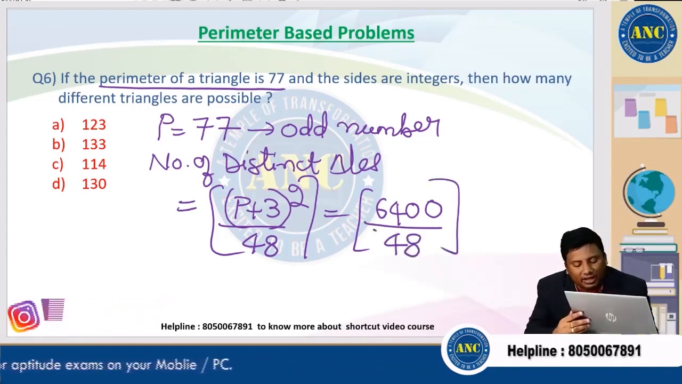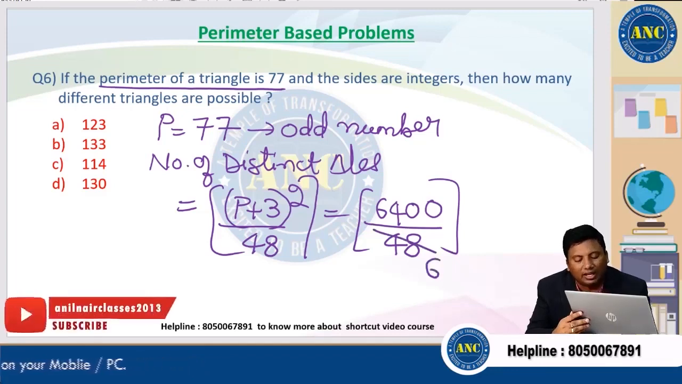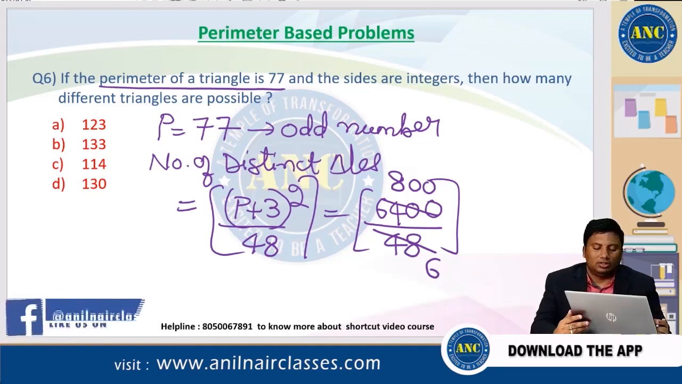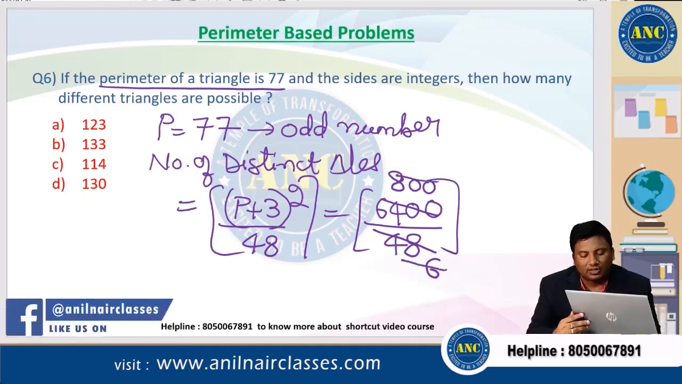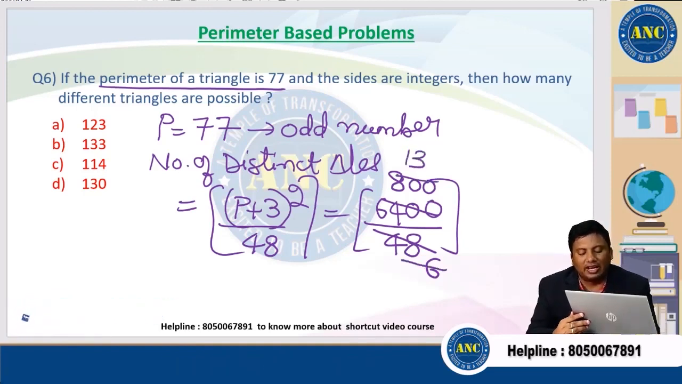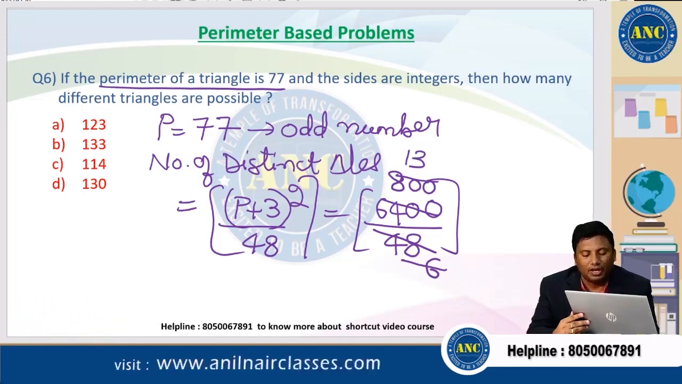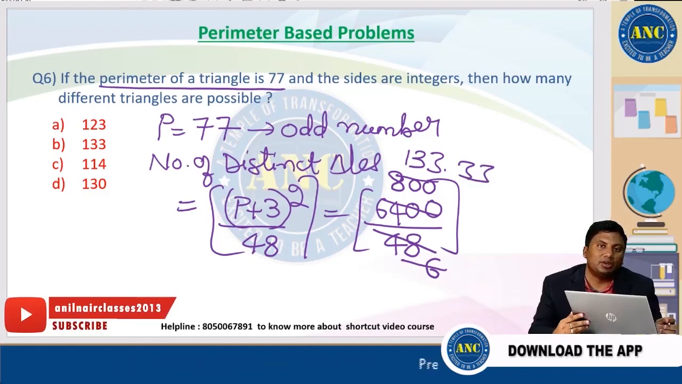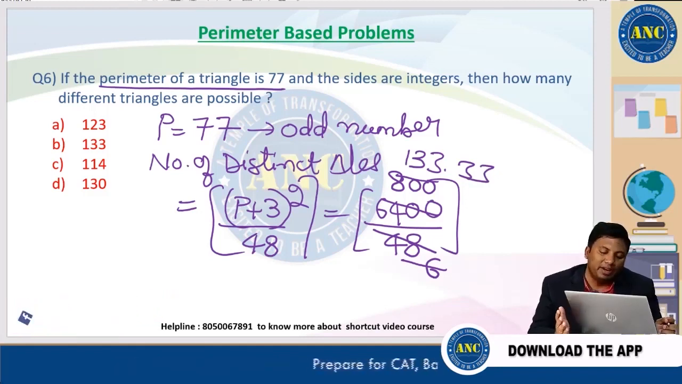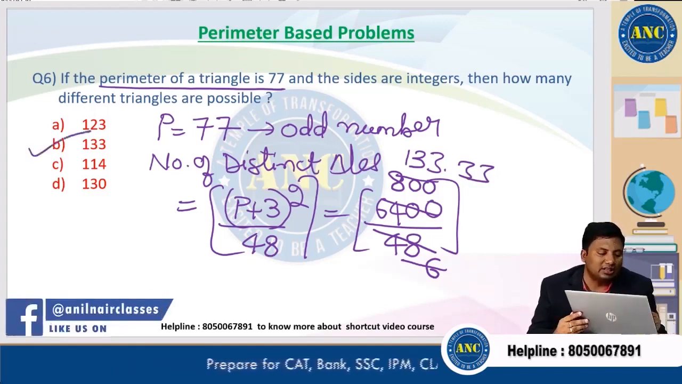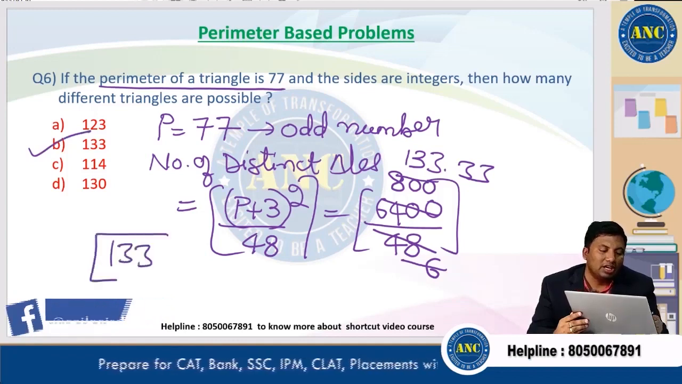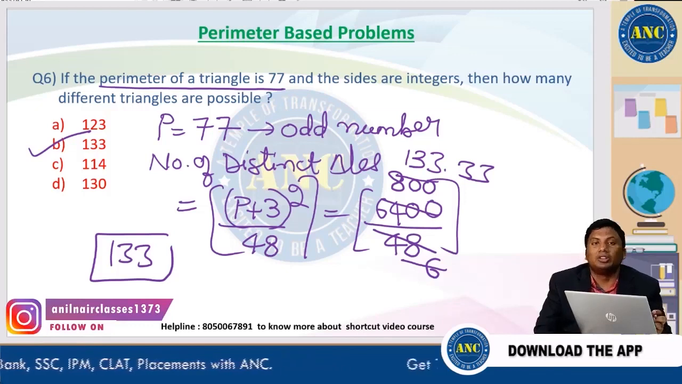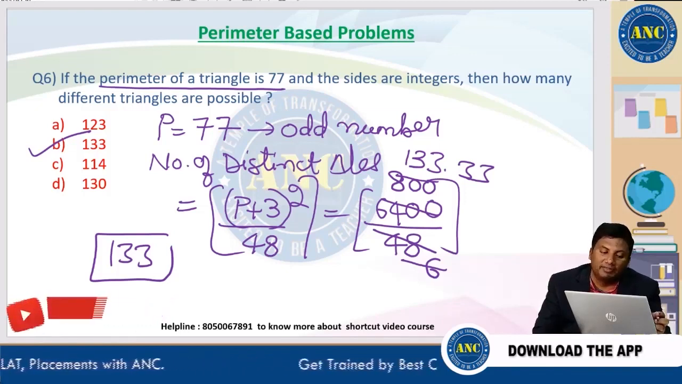6400 divided by 48. 8 6s are 48. 8 800s are 6400. 6 13s are 78. 20. 133.33. Anything less than or equivalent to 0.5, it will take the previous integer. So the answer is nothing but 133. If you try to solve by using the maximum length and the minimum length, this problem will become extremely difficult.